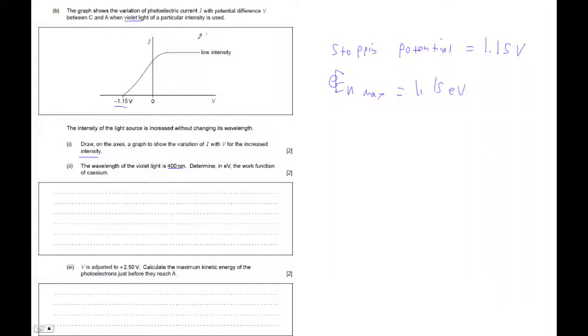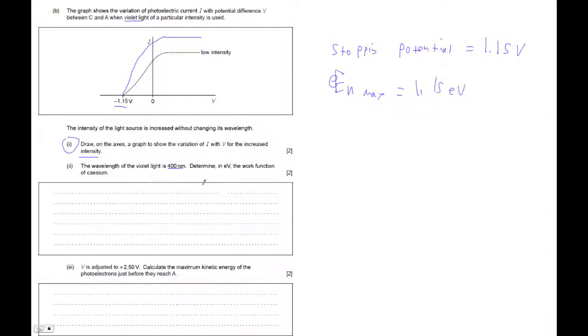So a higher intensity is going to have a higher line here, right? And then it's going to always be above this one, and then just kind of make it go down like that, right? Okay. So that's this part here, right?